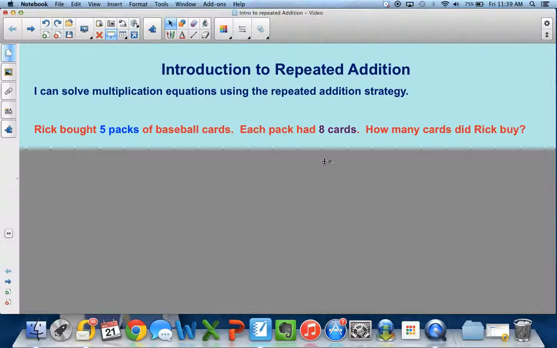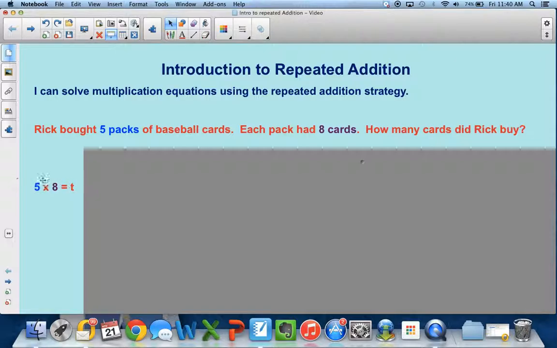So to talk about multiplication, we're looking at how many groups there are, and how many items are in each group. Rick bought 5 packs of baseball cards, which means he bought 5 groups, because there are 8 cards in each of those packs. And we're trying to solve how many cards Rick bought. So our equation is 5 groups of 8 equals T, or the total number of cards. So 5 groups of 8, or 5 times 8, gives us T.